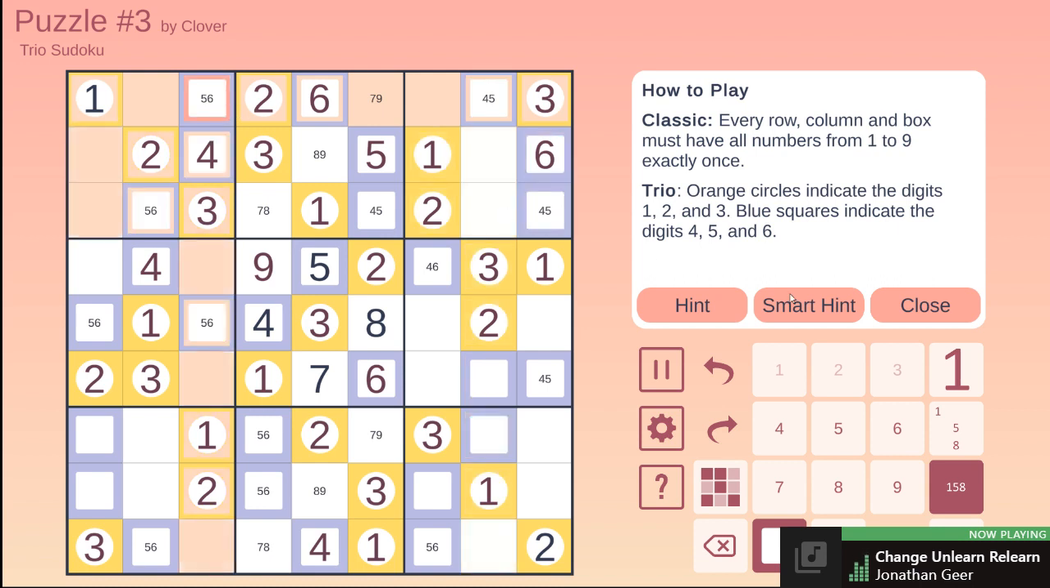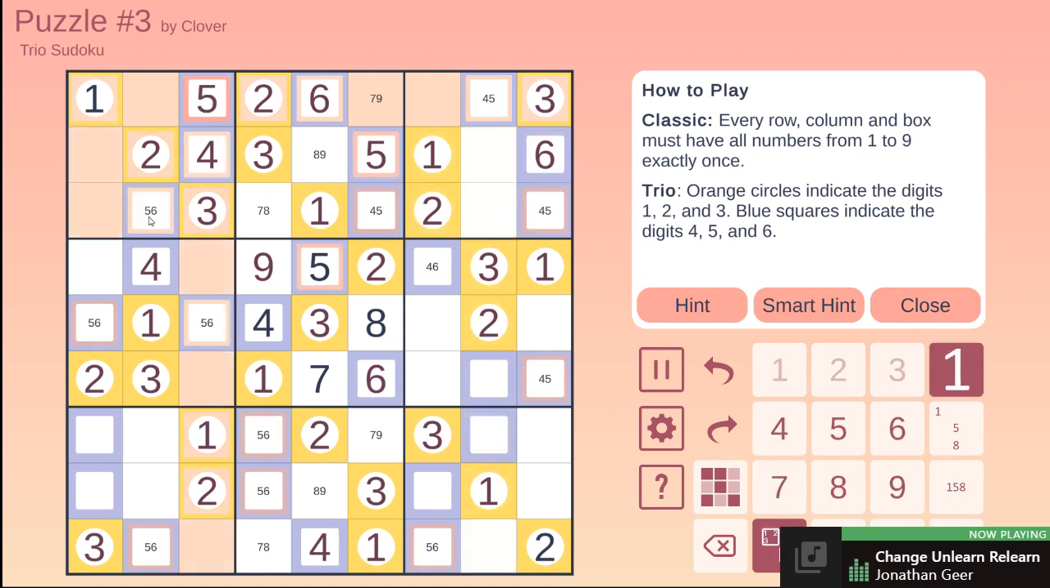Because this is a 5, 6, this now has to be a 5. This has to be a 6. This has to be a 4. This has to be a 5. This has to be a 4. This has to be a 6.